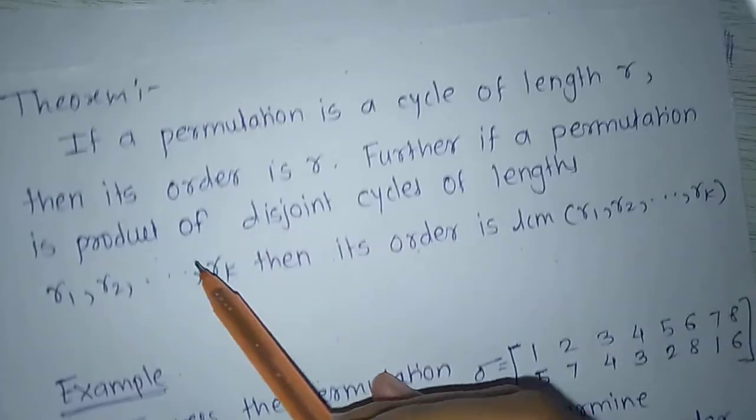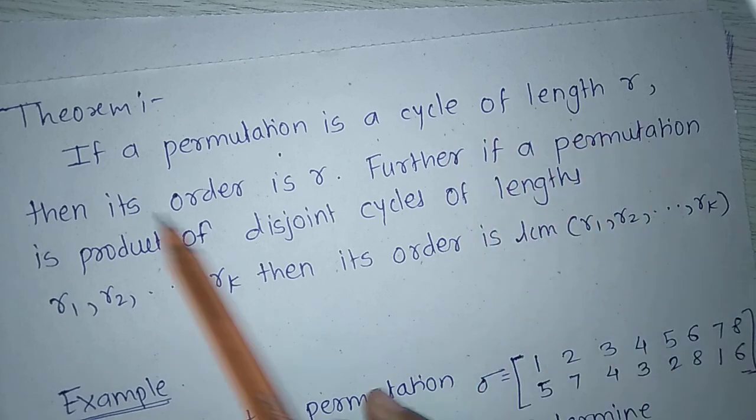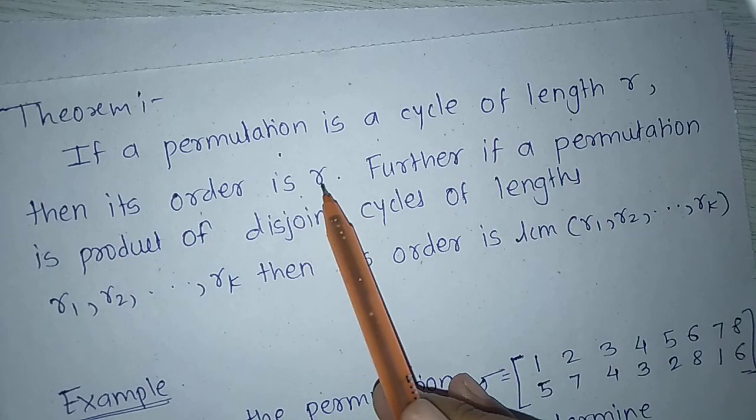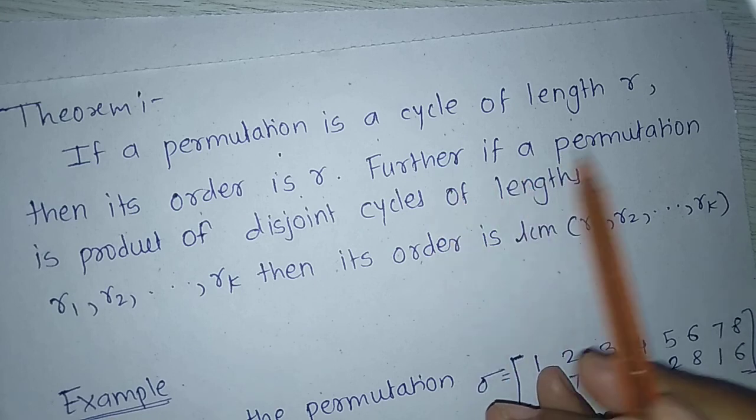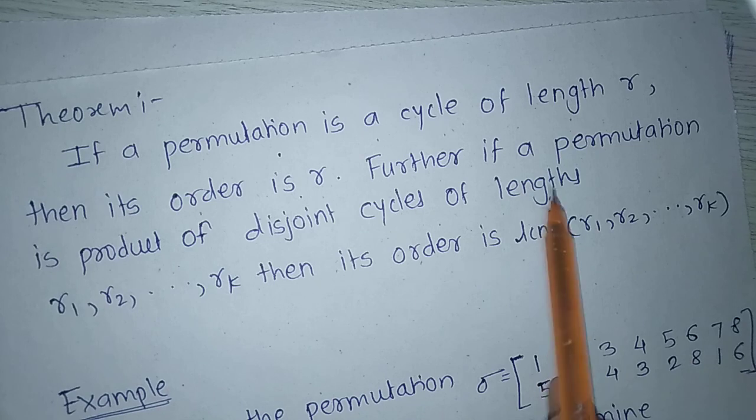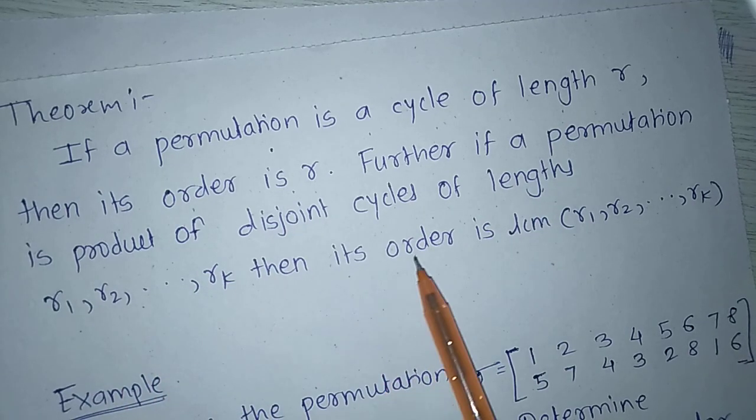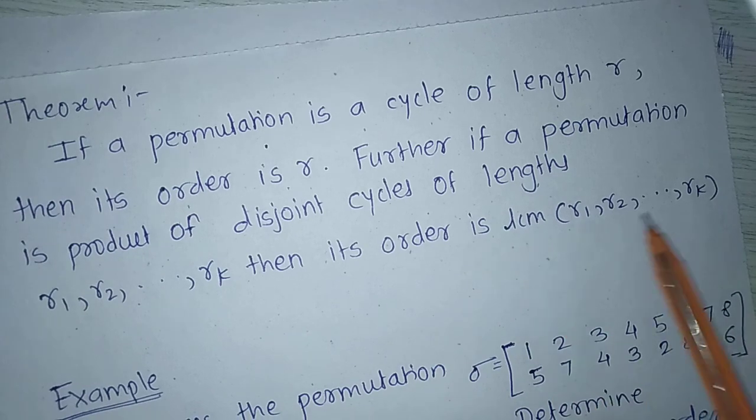Next, theorem. If a permutation is a cycle of length r, then its order is r. Further, if a permutation is a product of disjoint cycles of lengths r1, r2 and so on up to rk, then its order is the LCM of r1, r2 and so on up to rk.